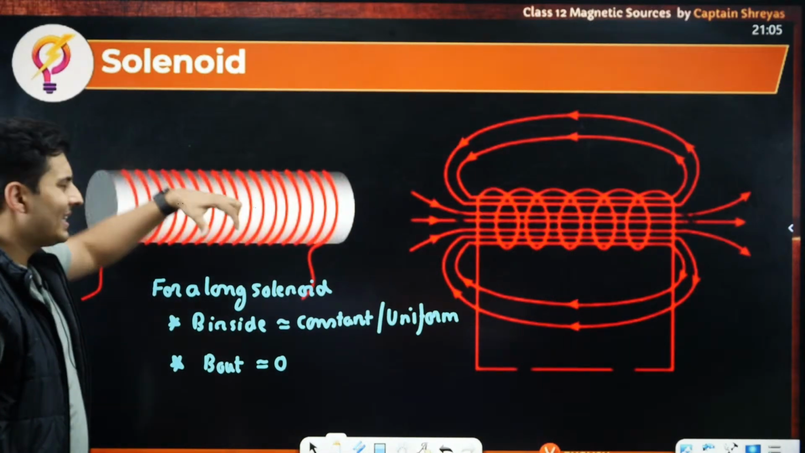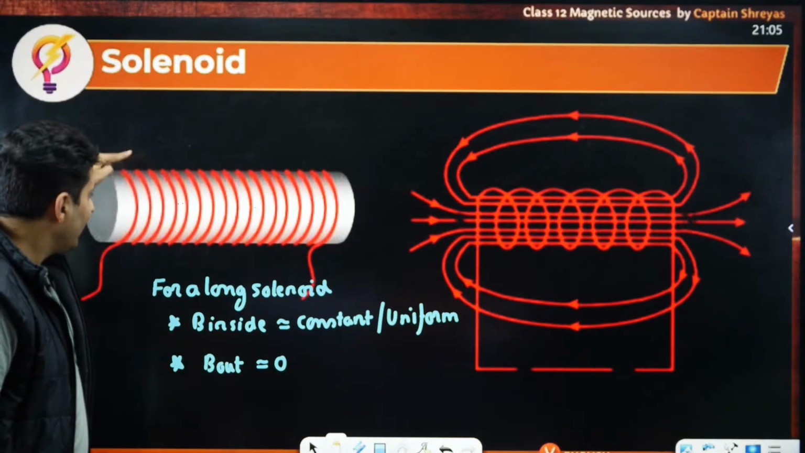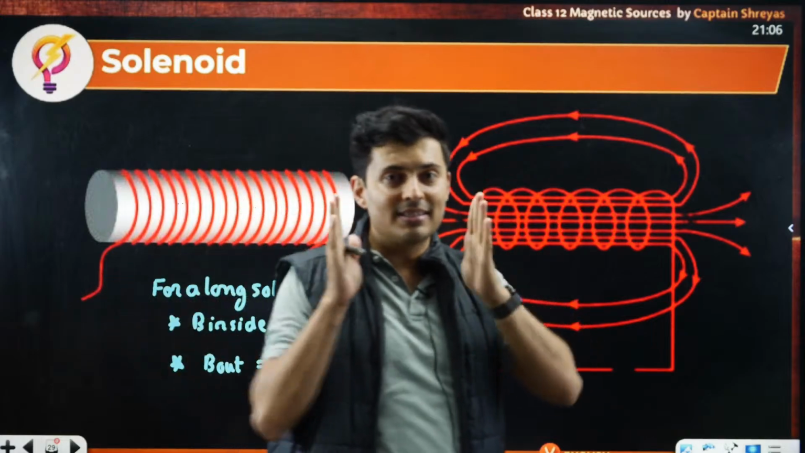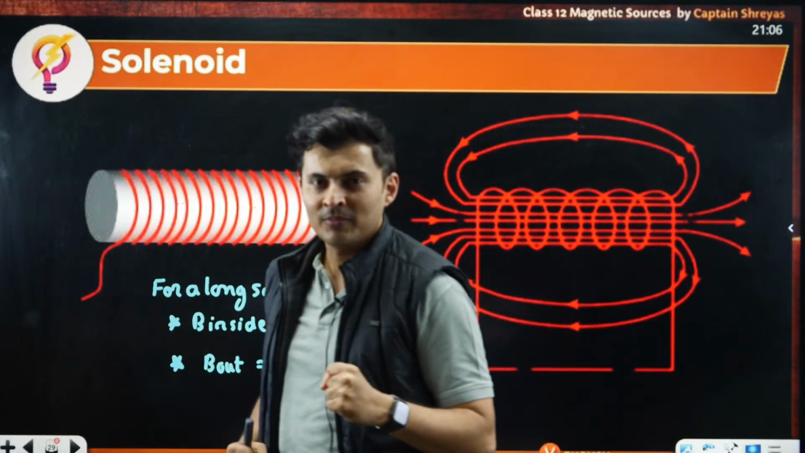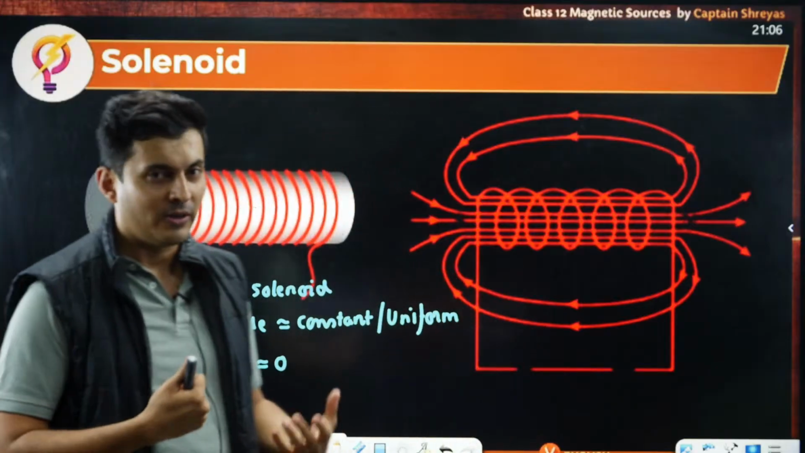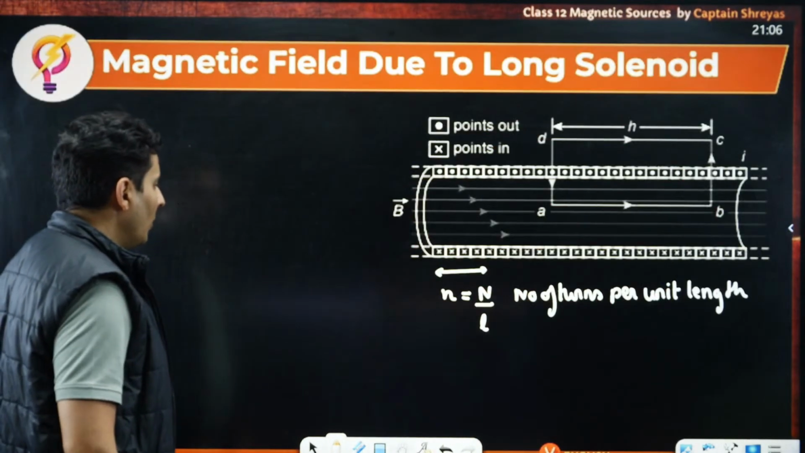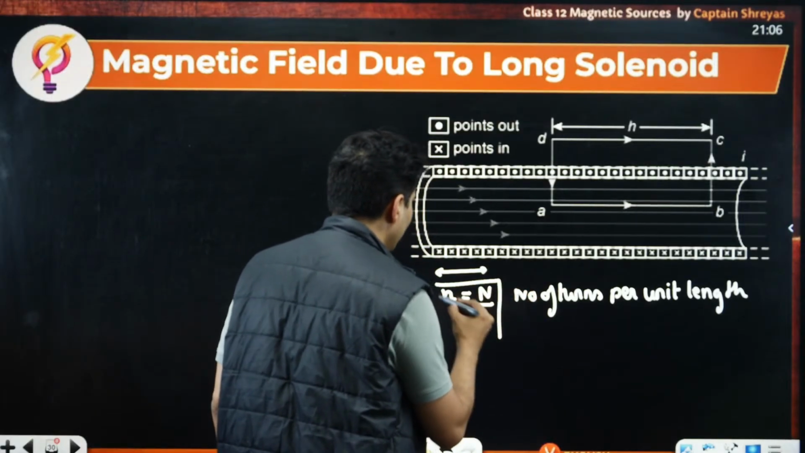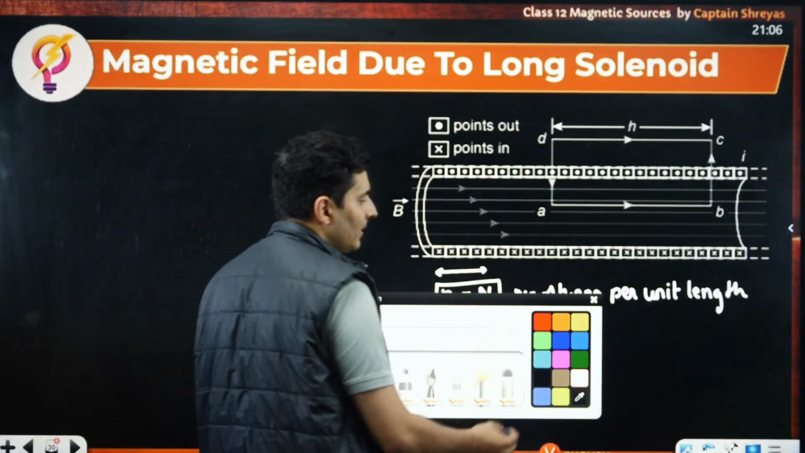If there is a lot of space, there are very few turns per unit length. If the windings are close enough, there are many turns in a unit length. That is a tightly wound solenoid, versus a loosely wound solenoid. So this small n is the parameter which tells me how many turns there are per unit length. I will need that in the calculation.